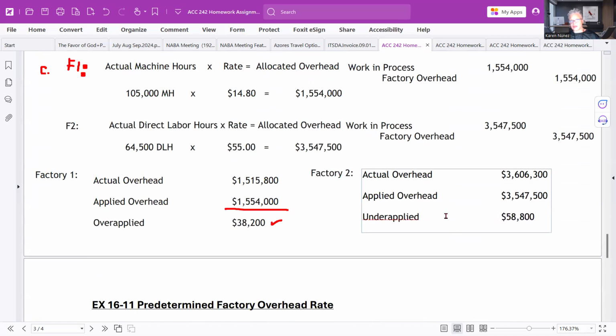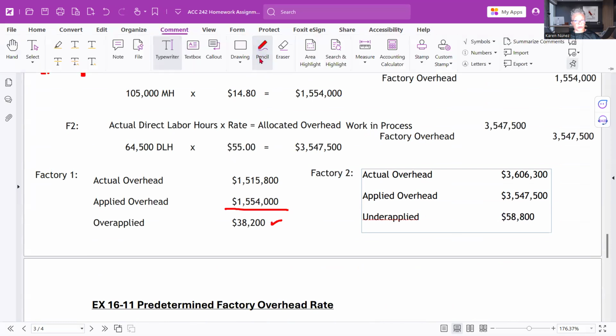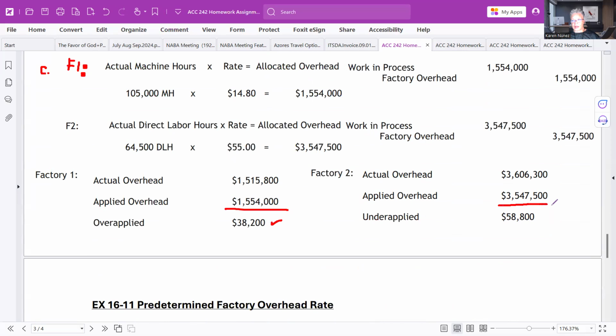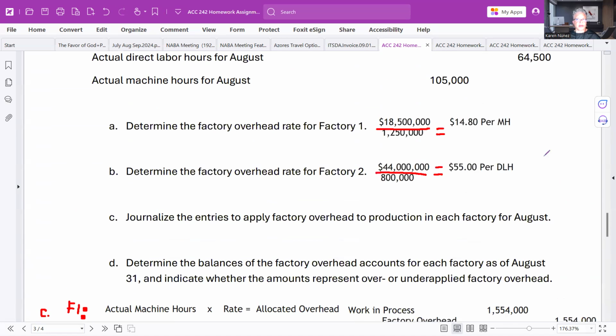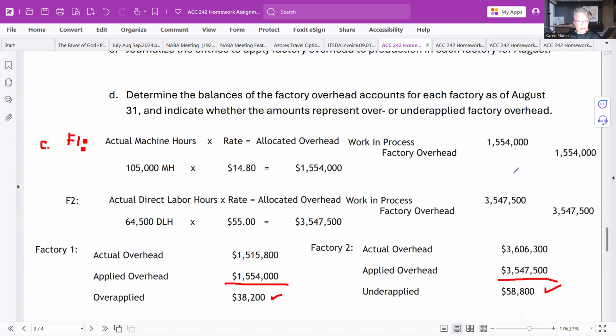So when we look at this overhead now for factory two, we have an actual that is over 3.6 million, but we've only applied 3,547,500. We haven't applied enough. We are under applied. This is a good representative problem. Find the rates, two different rates, two factories, and then apply the overhead and assign that overhead to the work in process with a journal entry. And then determine whether or not we're over or under applied. Okay.